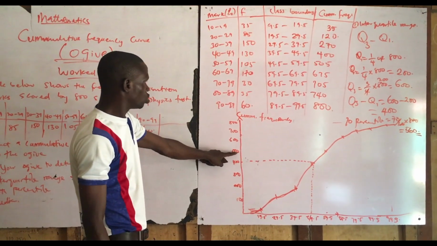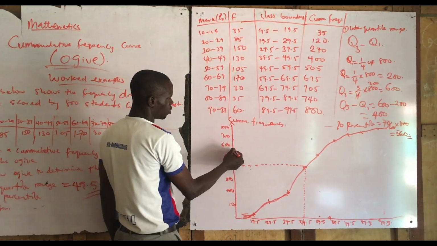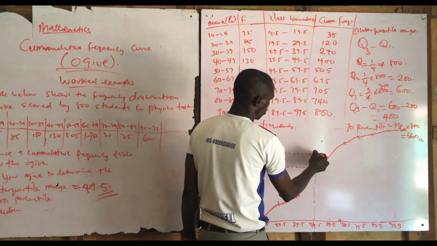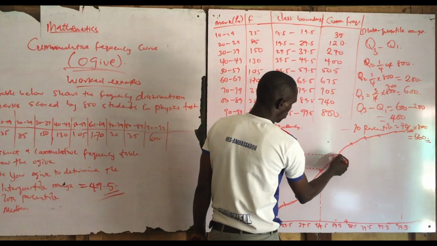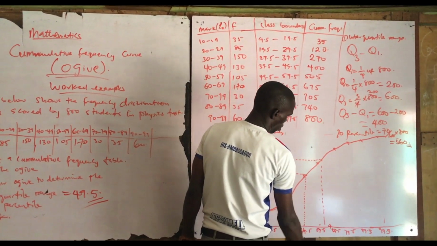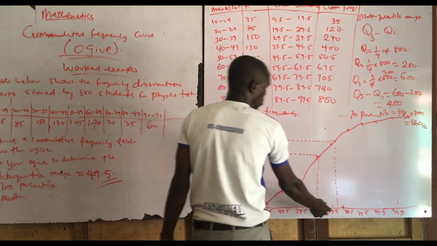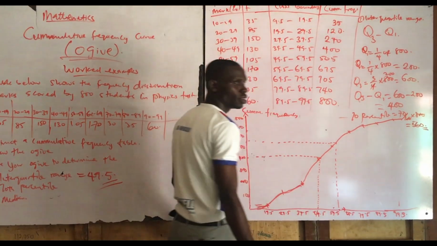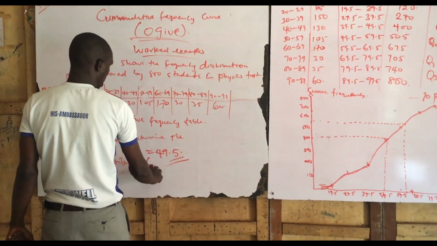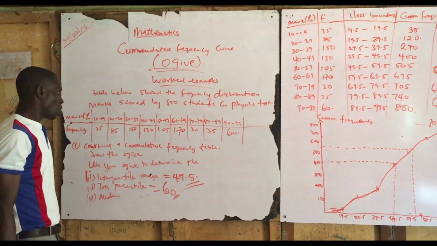So you come here, trace your 560. This is 550 up here. Then you trace to the curve, then you trace down. That's around 59.5, and these are the middle again. So that's 60. The 70th percentile is 60.